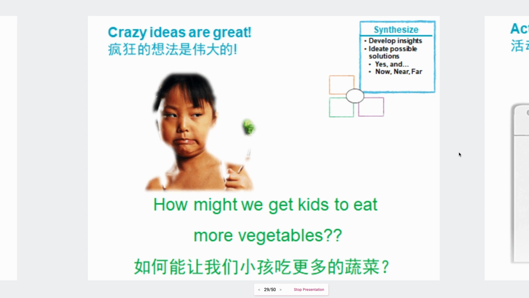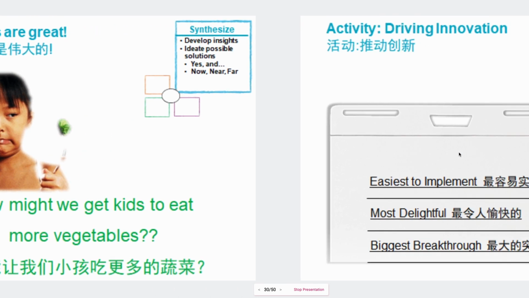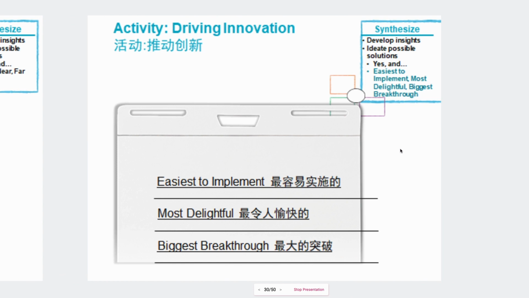So how might we encourage our kids to eat more vegetables? In China, actually, a lot of parents will put the vegetables and the meat together with the rice, so they make it like a ball. A lot of children like to eat the balls. So crazy ideas are very great. So we need to do the brainstorm. Then we go to driving innovation.